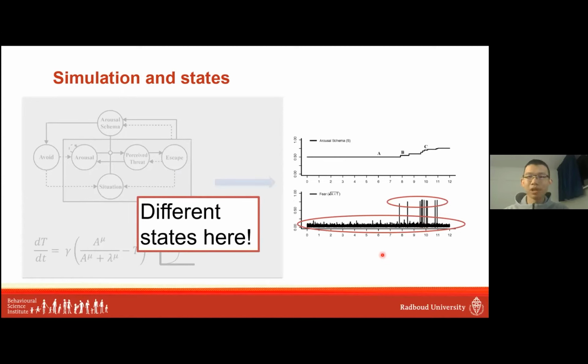Using the language of complex systems, we can say that there are two different states in the system. So this is the normal state, characterized by a normal low level of fear. And this is the panic state, characterized by a high level of fear. So when the system transits from the normal state to the panic state, a panic attack happens.